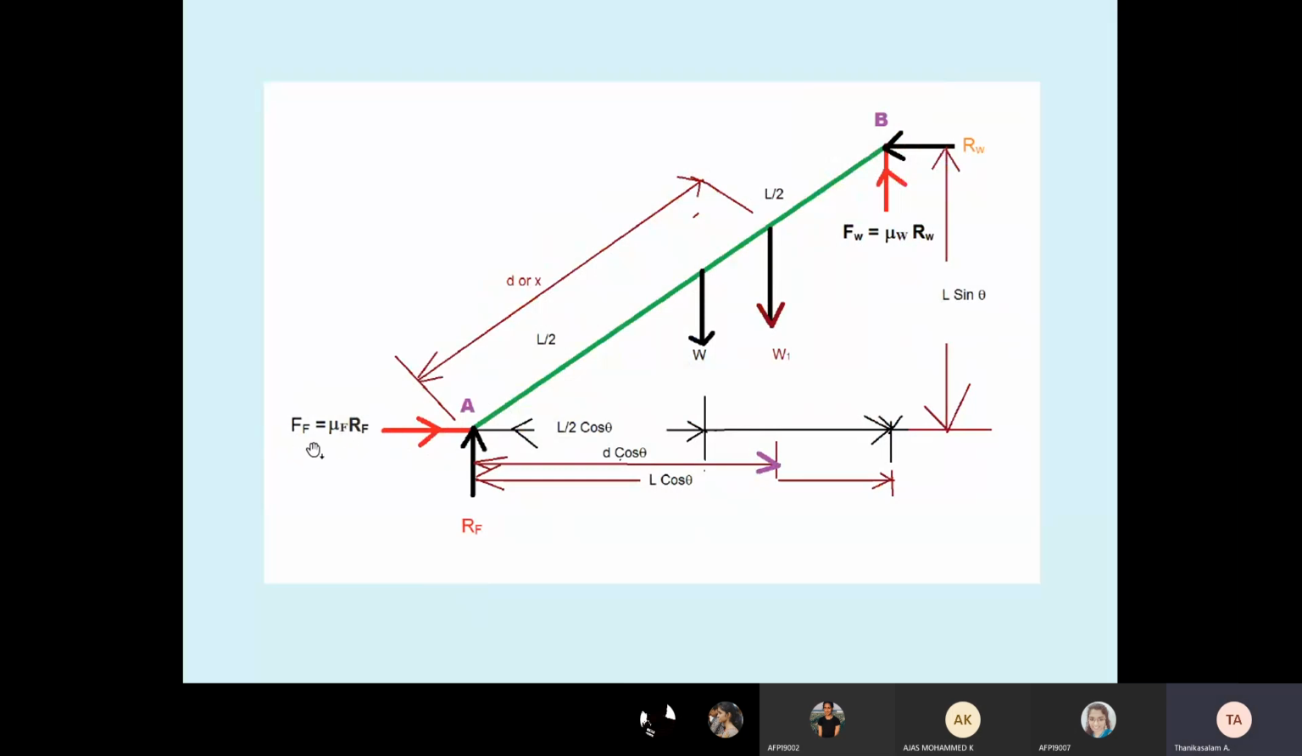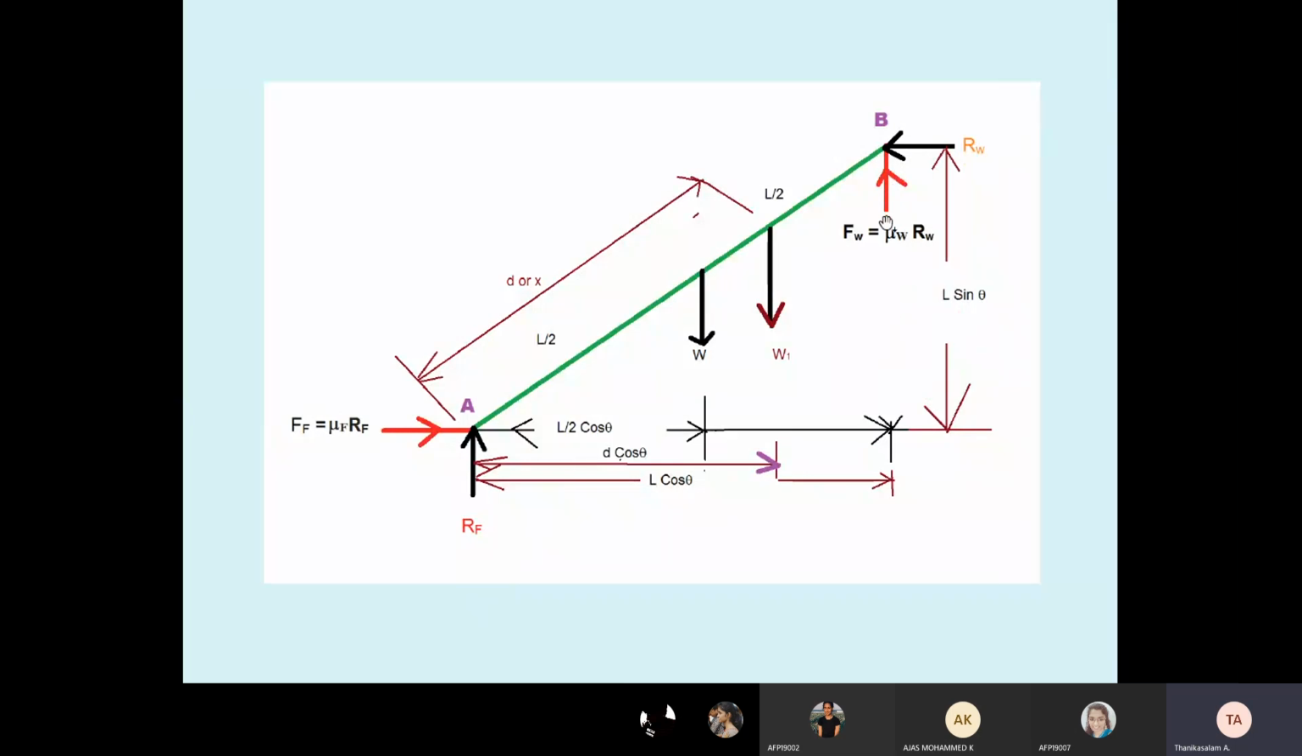F means mu into R. Here we are discussing friction. Friction means you always think about F equal to mu R, and phi equal to the angle of friction. Phi equal to tan inverse of F divided by R. Here R means reaction.